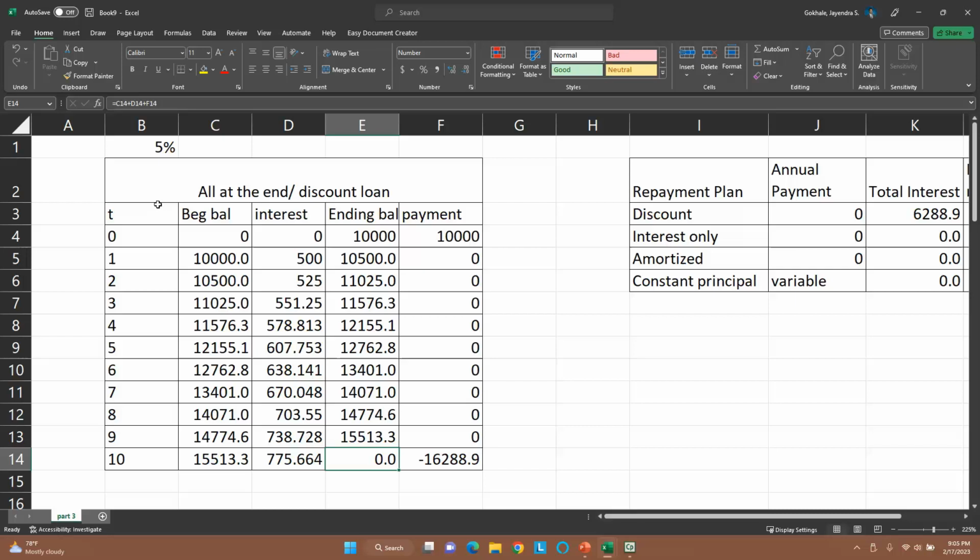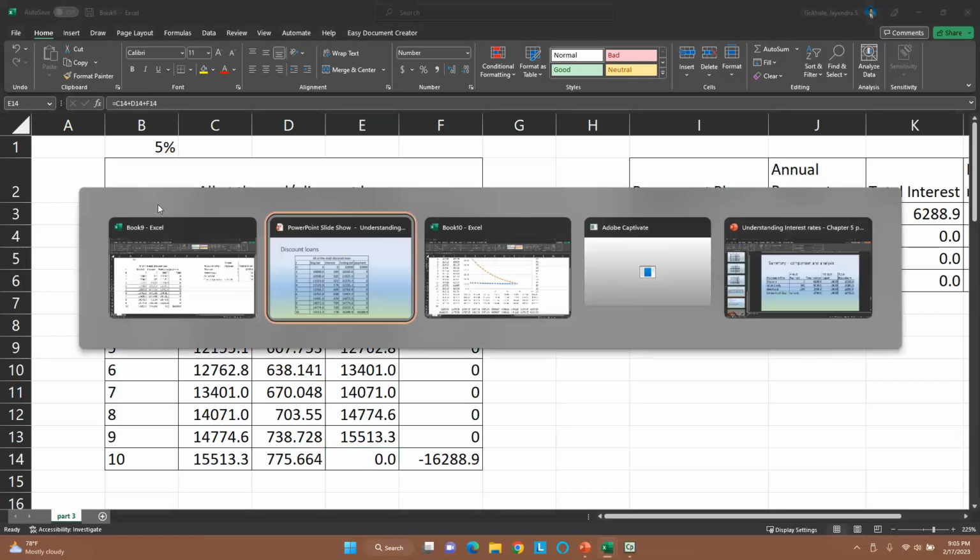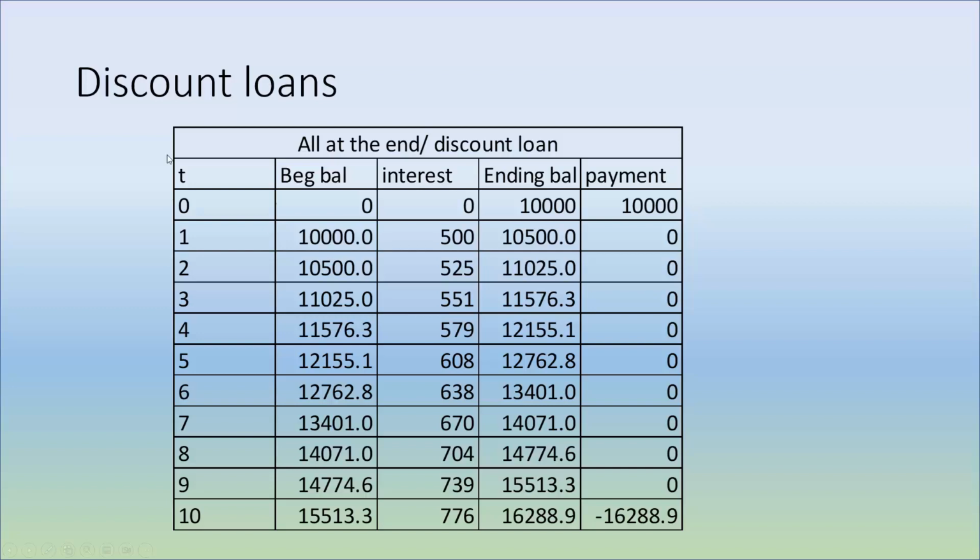So the important thing to learn here is that we had to pay the $16,288.9 at the end of the loan, at the end of the 10th year, which is what we got in this slide. So this table can be created anytime.